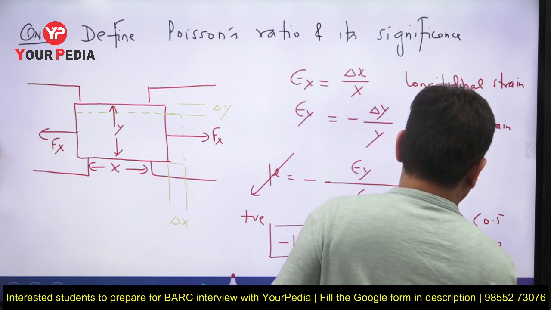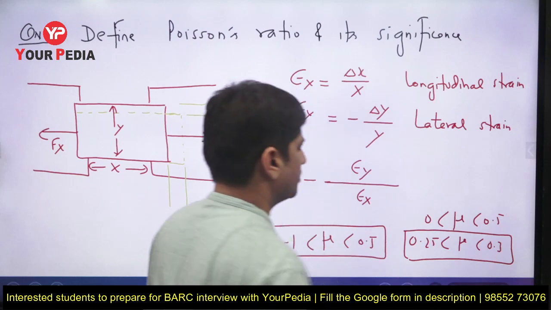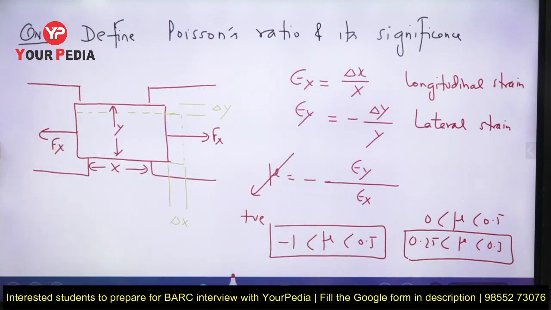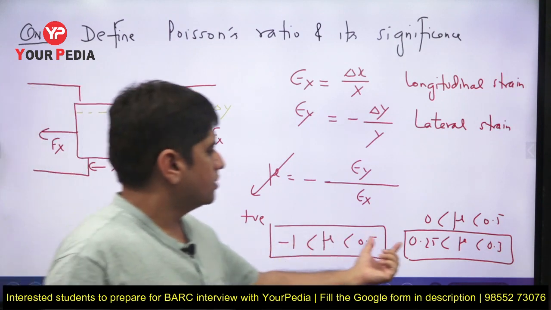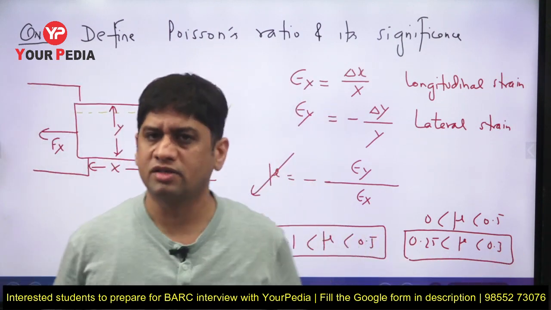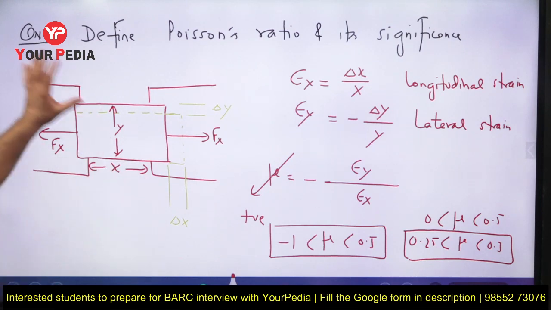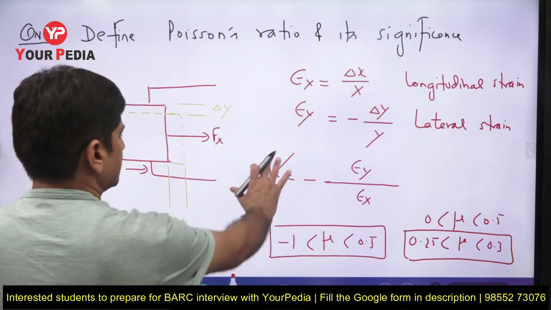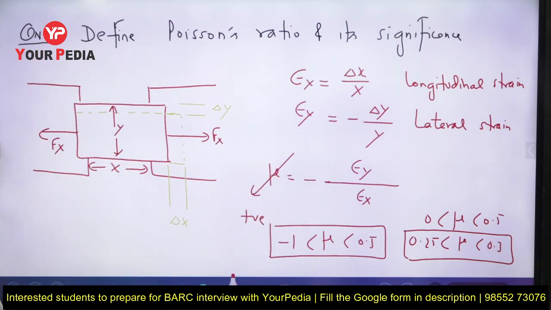And for the majority of engineering materials, the value of Poisson's ratio varies from 0.25 to 0.3. That is what we should know. And this is the negative sign. So why is the negative put? Because Poisson's ratio has to be positive, and hence the negative sign on the ratio.